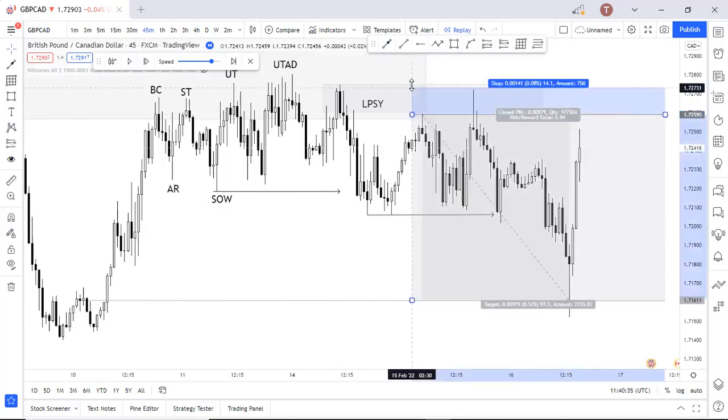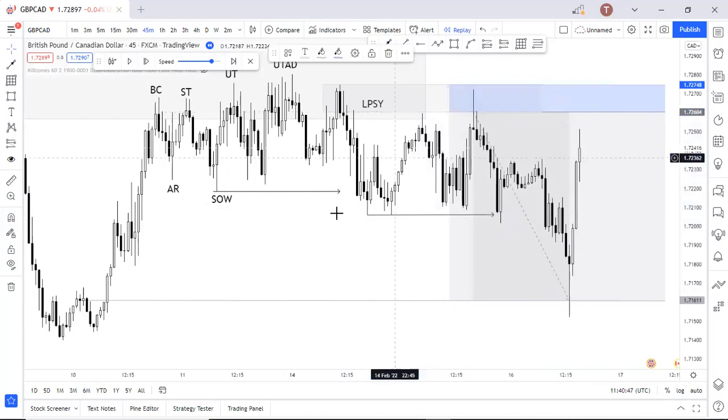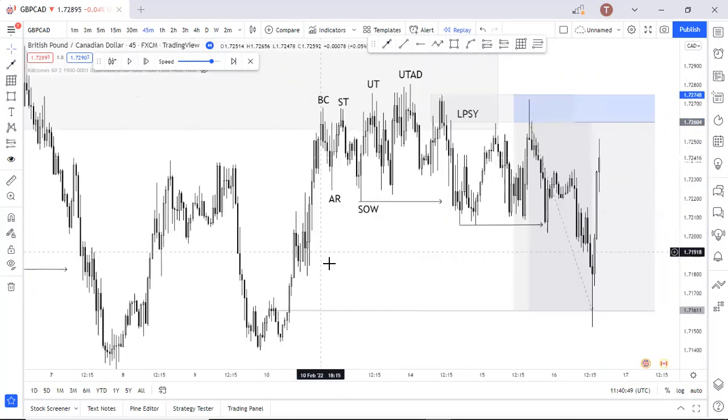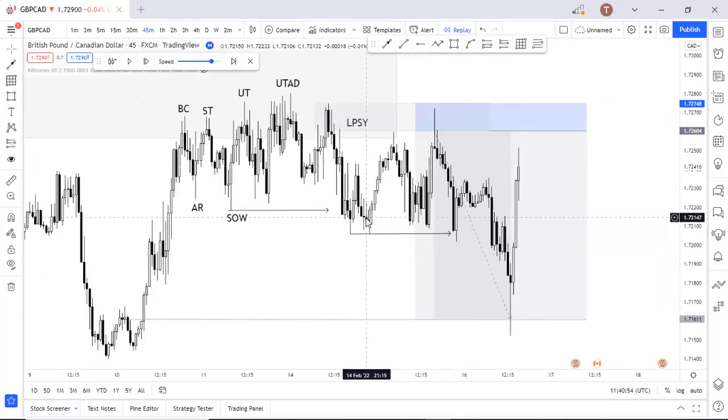And that was how I was able to get, let me see, a 1 to 6 RR on GBPCAD using distribution schematics. Okay, so this is how simple Wyckoff distribution schematics is. We don't need all those lines and lines from Google and all of it. Okay, this is just it.